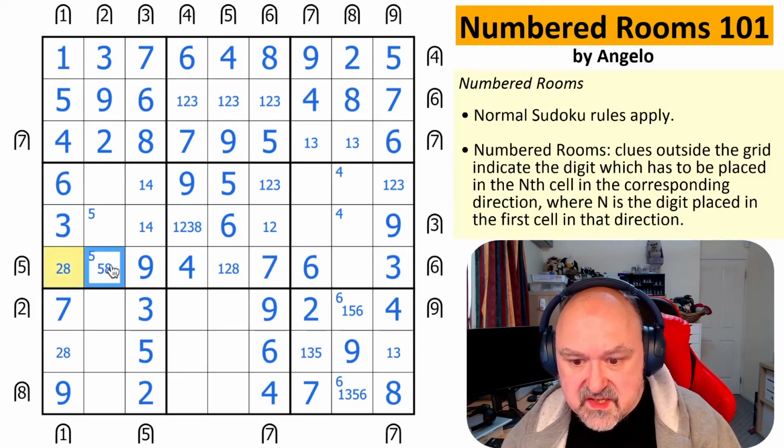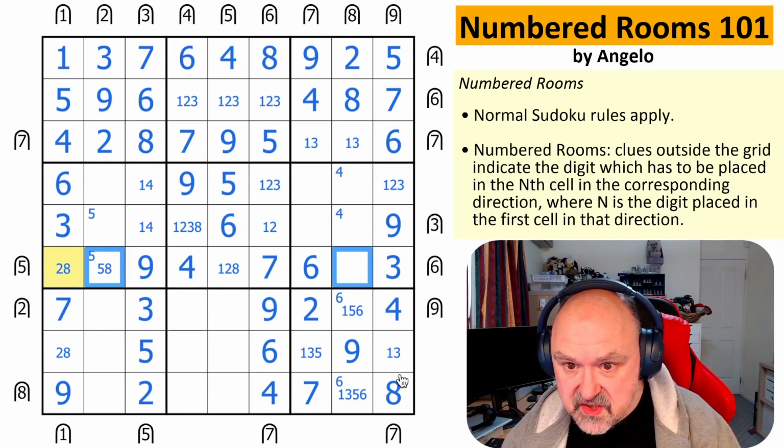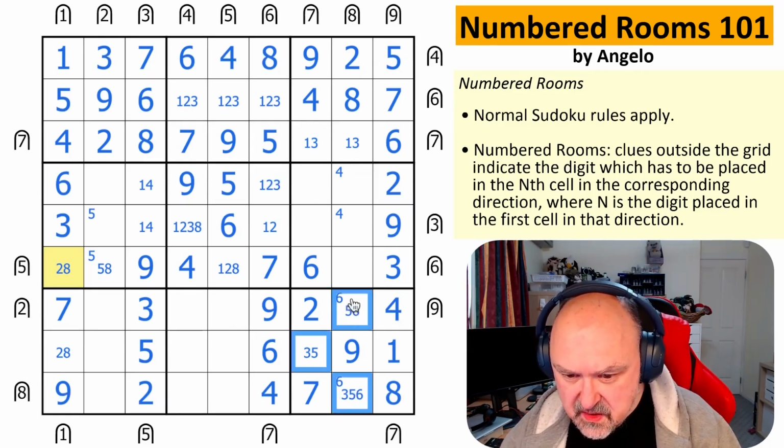Now, 5 is still in one of those two positions. This is still not done. Or if it is, I don't know how. Not yet. I will soon. That's 1. That's 2. There is no 1 in any of these. So these are 3, 5, and 6.